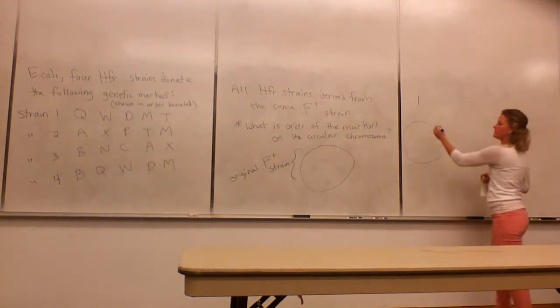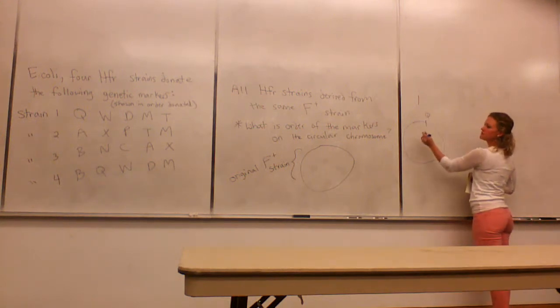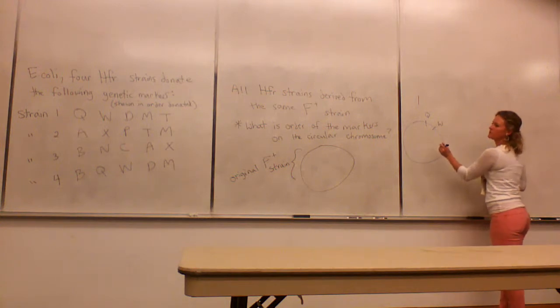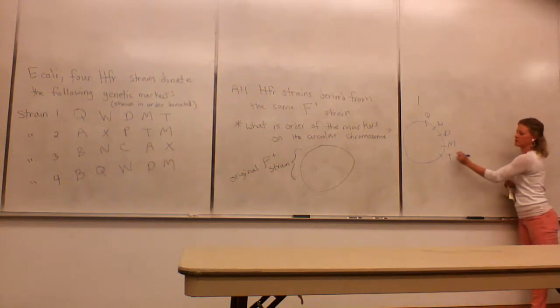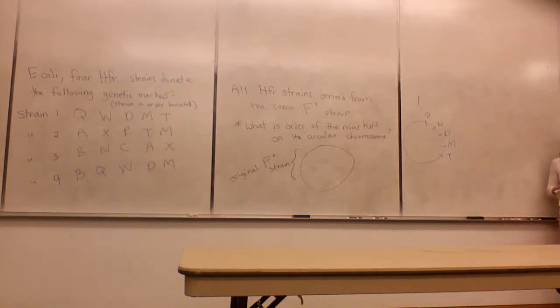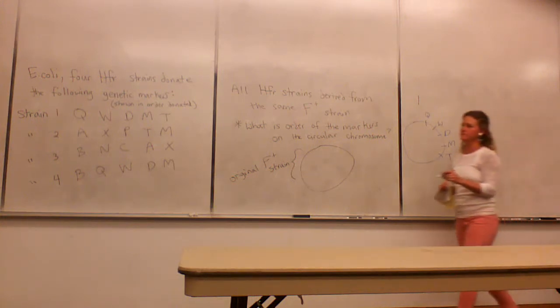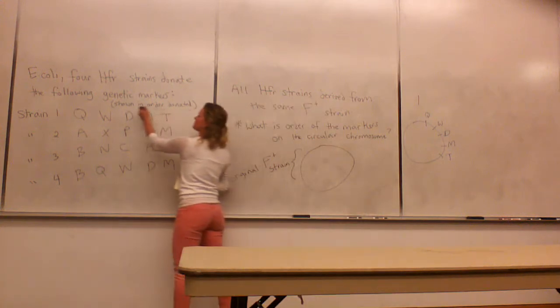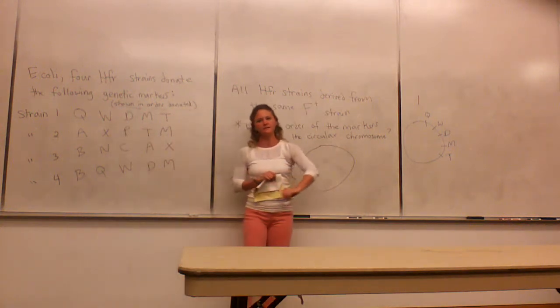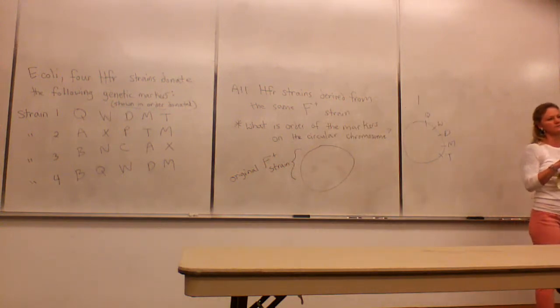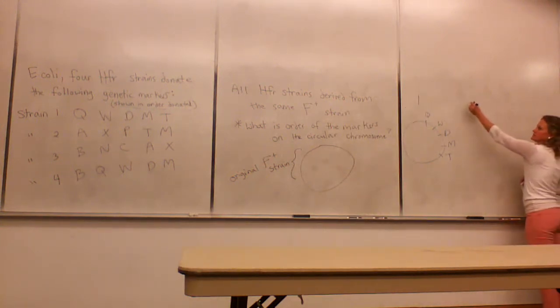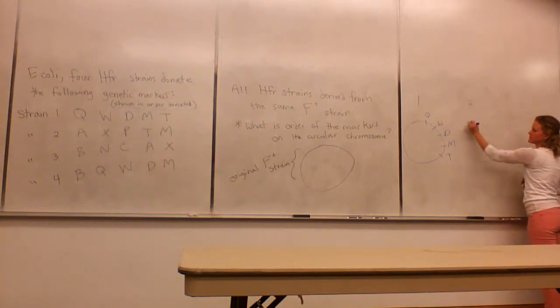And you know there's a Q, W, D, M, and a T. Okay, that's all information you have just from that strain 1. So you're essentially just taking the order of these markers, because they're shown in the order donated, and you're placing them around a circular structure. Okay, you're picturing it all being on one chromosome. Do the same thing for 2.